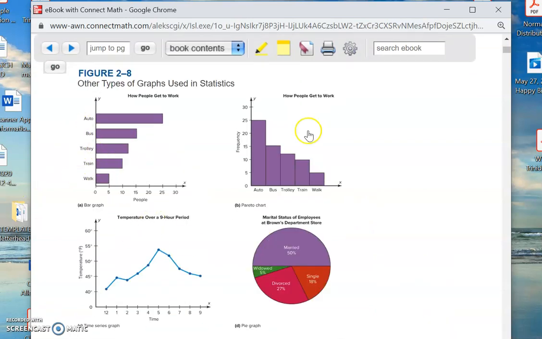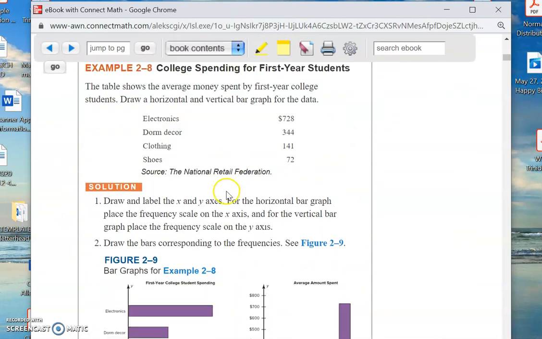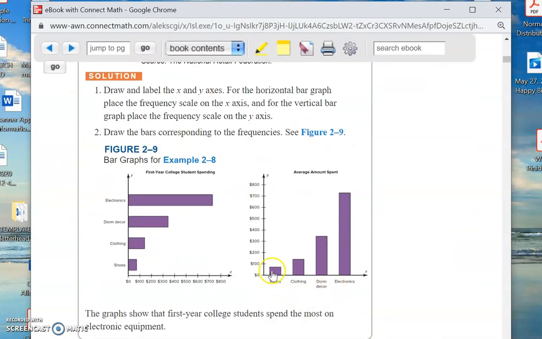The first one is a bar graph. It represents the data using vertical or horizontal heights. So how is this any different from a histogram? Remember when we were talking about a histogram, we said that the bars had to be contiguous. Now these don't have to be contiguous. There's no real connection between the shoes and the clothing and the dorm decor. There's no reason for them to be next to each other. It's not like they're sub-intervals of a temperature, for example, or ages. These are totally different categories, so we can just as easily have them not contiguous.